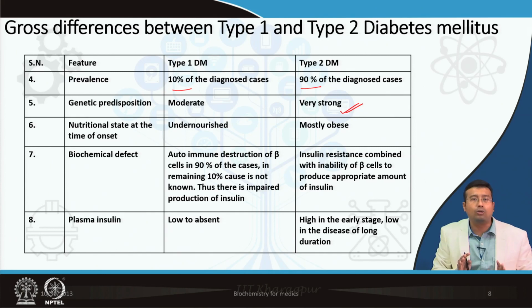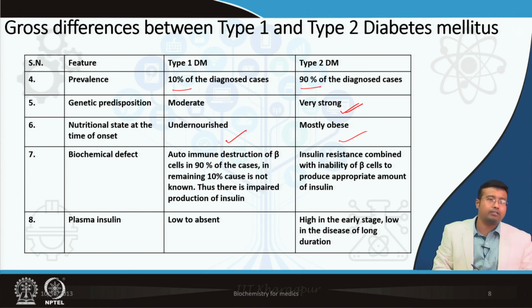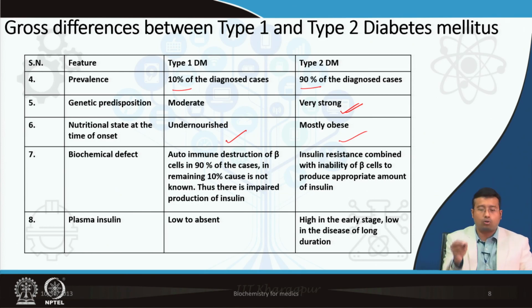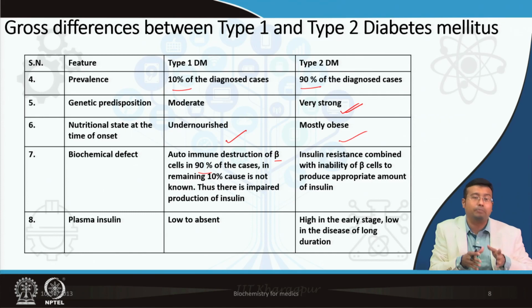Nutritional state at the time of diagnosis: how will the patient look? The patient of type 1 diabetes will look lean and thin, undernourished, skin and bones, if you can define it that way, and is mostly obese, fat in type 2 diabetes mellitus. Again, what is the biochemical defect? Autoimmune destruction of beta cells in 90% of the cases, and in the remaining 10% of cases it is still not known. Research is still being pursued.